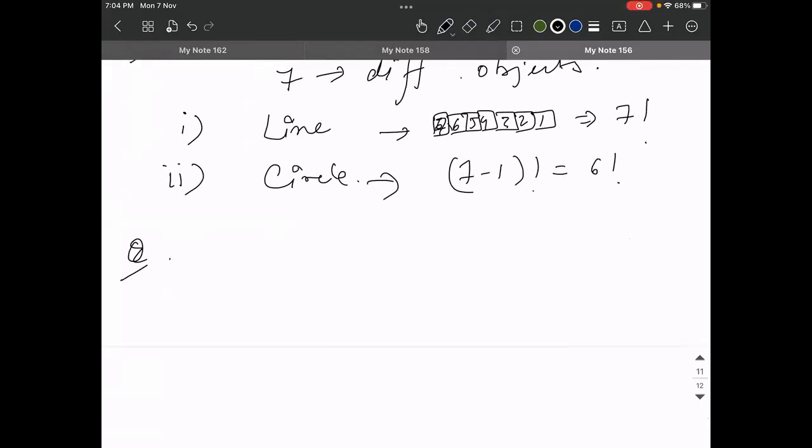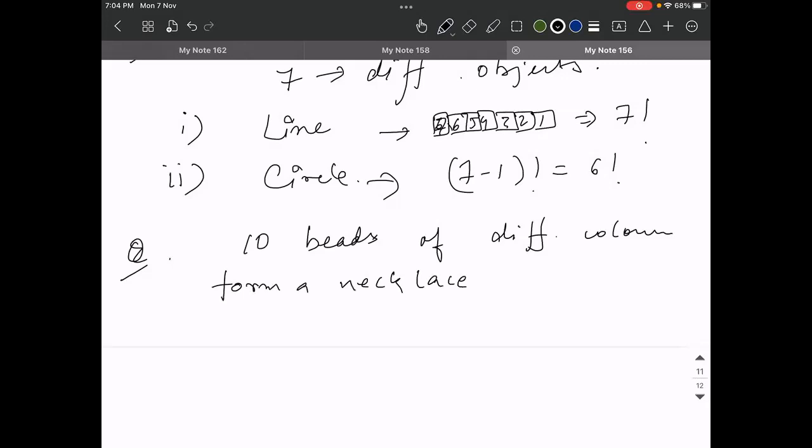Okay. So you have got the way. In how many ways can 10 beads of different colors form a necklace? You have to find the permutation or arrangement. Necklace means closed loop, right? When you are making a necklace, that means it will have to be a closed loop. It's easy, right? 9 factorial.